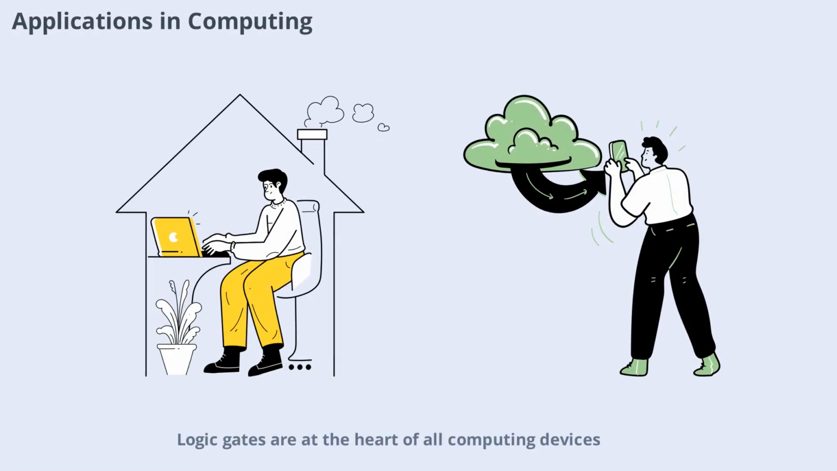Logic gates are at the heart of all computing devices. They form the basis of arithmetic operations, memory storage, and data processing. Every time you use a computer, logic gates are working behind the scenes to perform calculations, store information, and manage tasks. Their speed and reliability make modern computing possible. By understanding logic gates, you gain insight into how computers process and manipulate data.